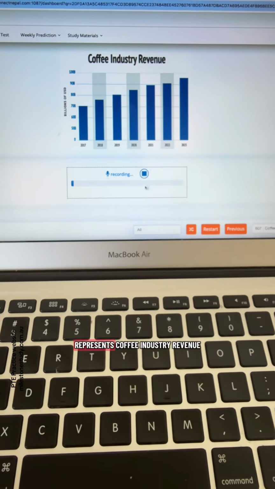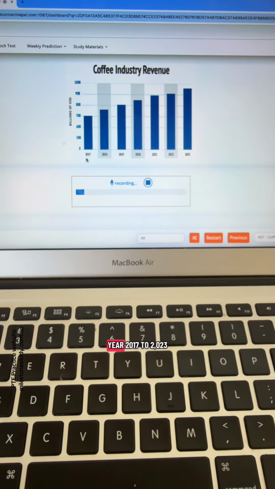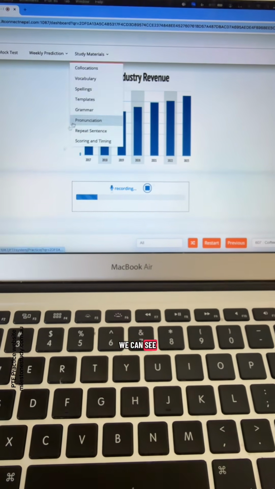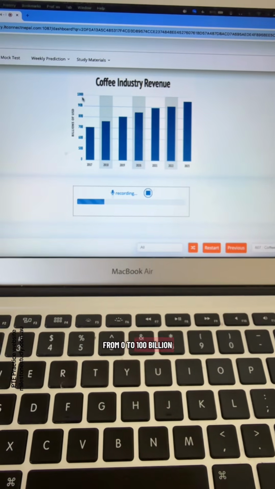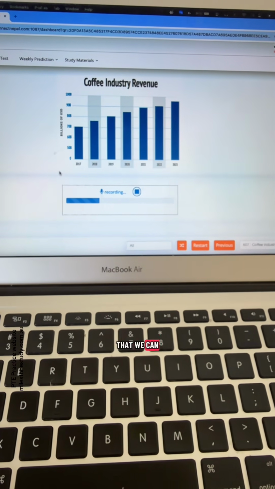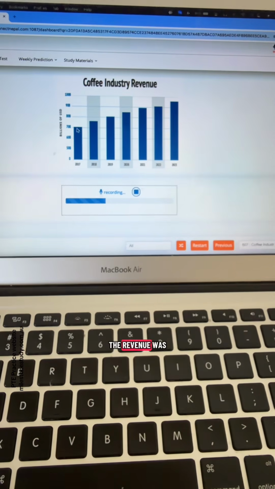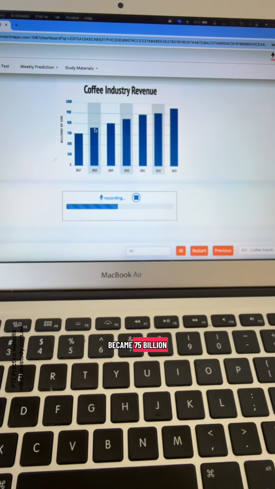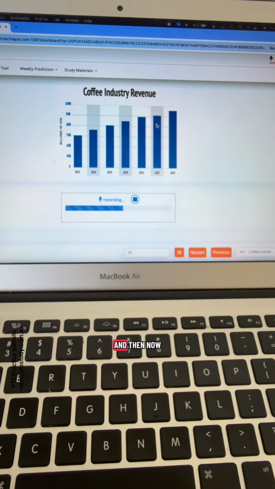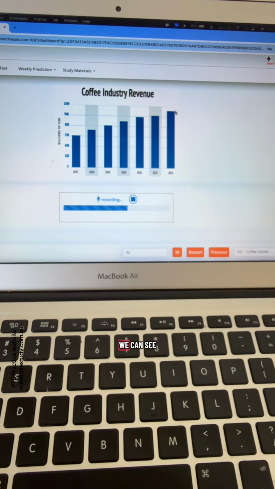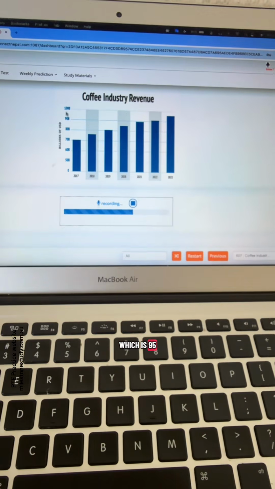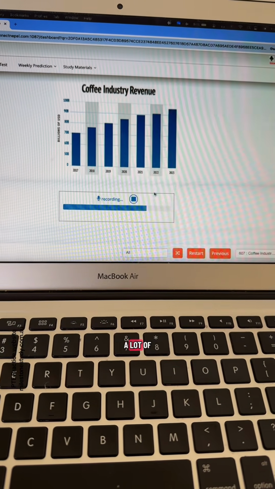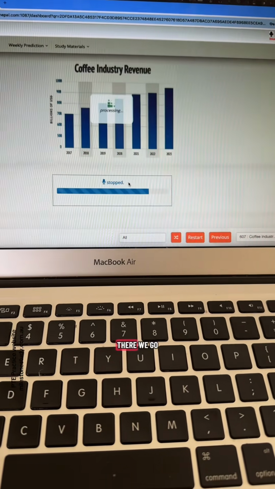This is a bar graph which represents coffee industry revenue starting from the year 2017 to 2023 on the x-axis, and on the y-axis we can see billions of USD starting from 0 to 100 billion. The first thing that we can see is in the year 2017 the revenue was only 70 billion, which increased gradually in 2018 and became 75 billion, and step by step it rose, and then now in the year 2023 we can see that it is the highest, which is 95 billion. So overall we can see that the coffee industry revenue has increased and there is a lot of money in this business. There we go.